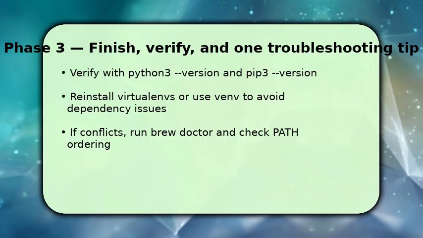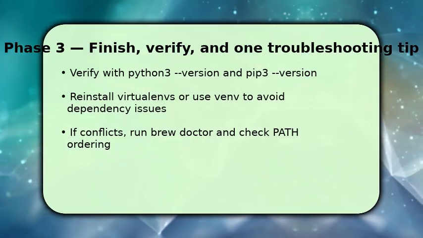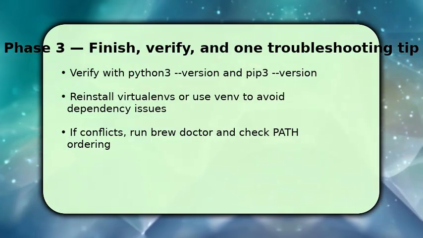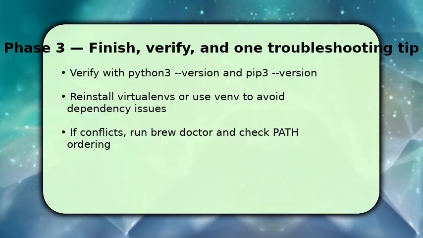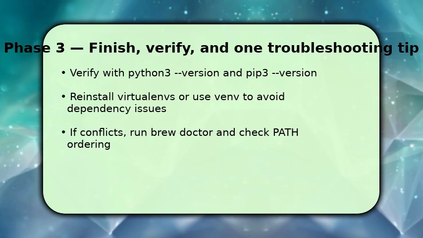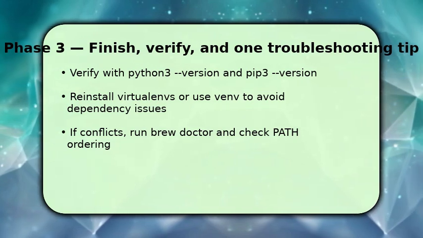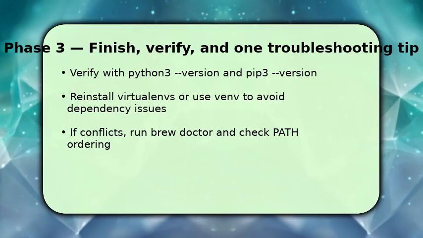If something goes wrong, the main troubleshooting tip is to check path ordering and run brew doctor. Misordered path often leaves an old Python active. If brew indicates issues, follow its suggestions and then relink the Homebrew Python.